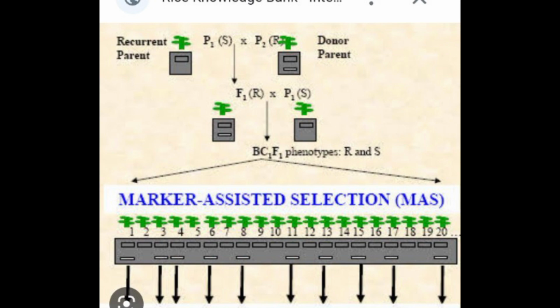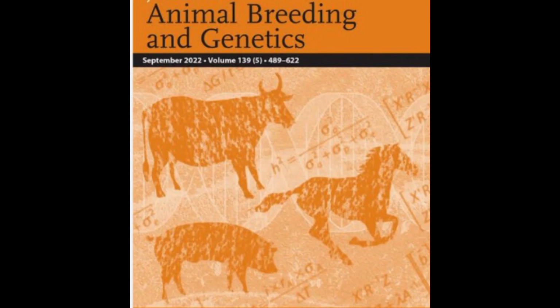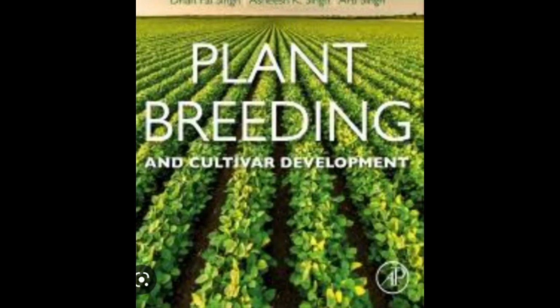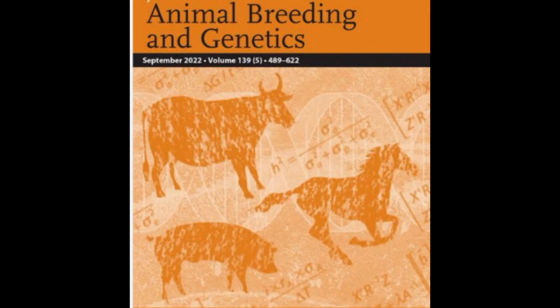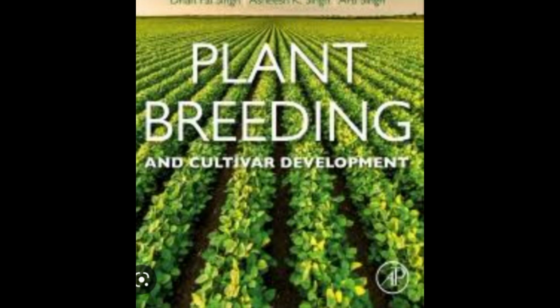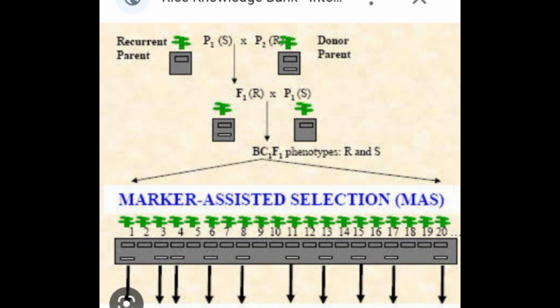Four, bagging. Immediately after emasculation, the flower or inflorescence is enclosed in suitable bags of appropriate size to prevent random cross-pollination. In cross-pollinated plants like maize, the male flowers are also bagged to maintain the purity of pollen grains for pollination. Butter paper bags are the most commonly used.